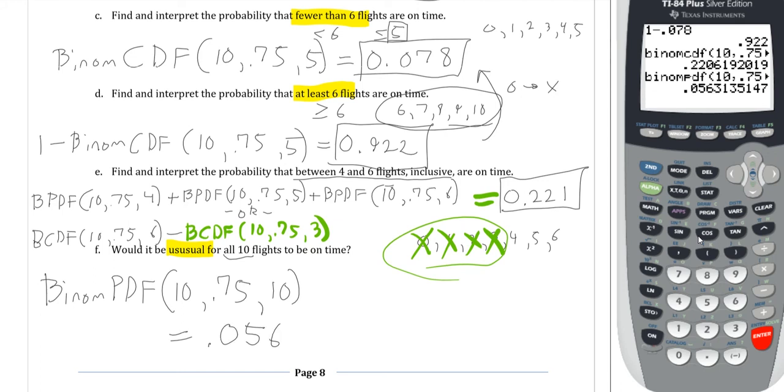0.056. Now, this is really close, but it is greater than 0.05. Therefore, no, it is not unusual. It's really close, but it needs to be strictly less than 5% to be considered unusual.